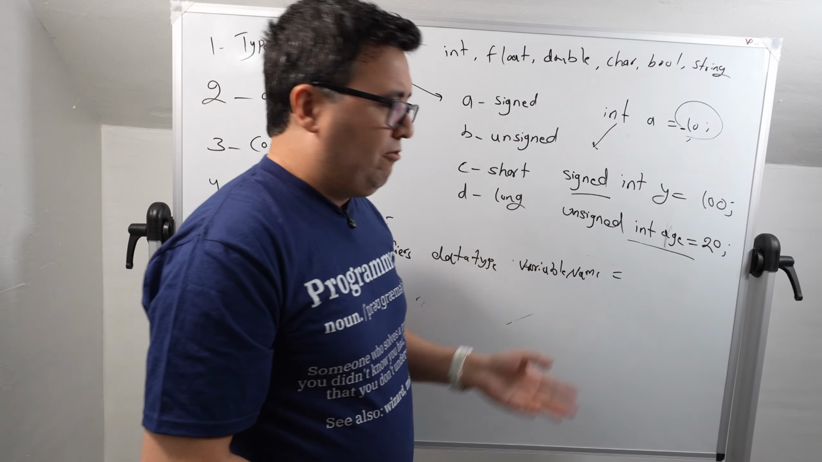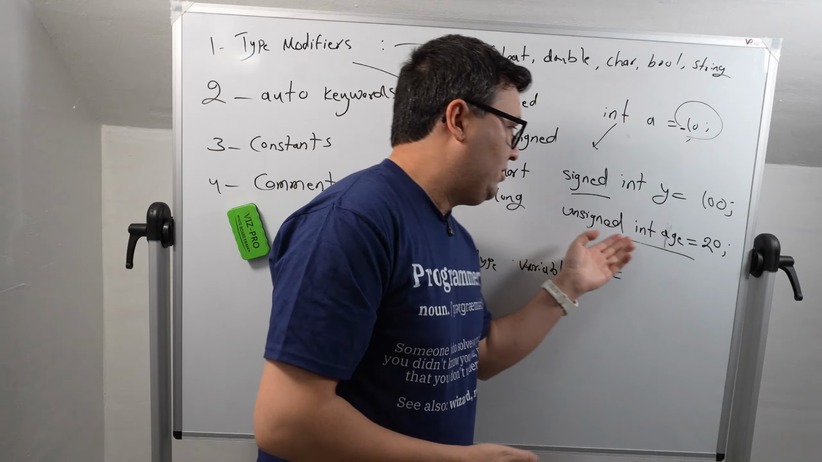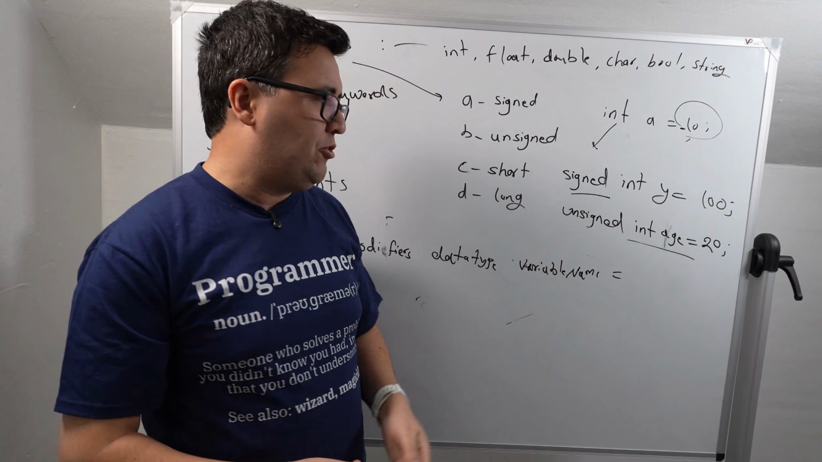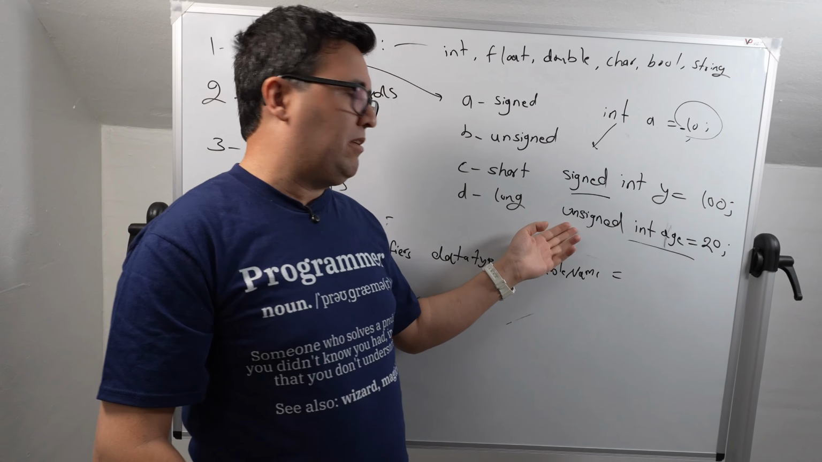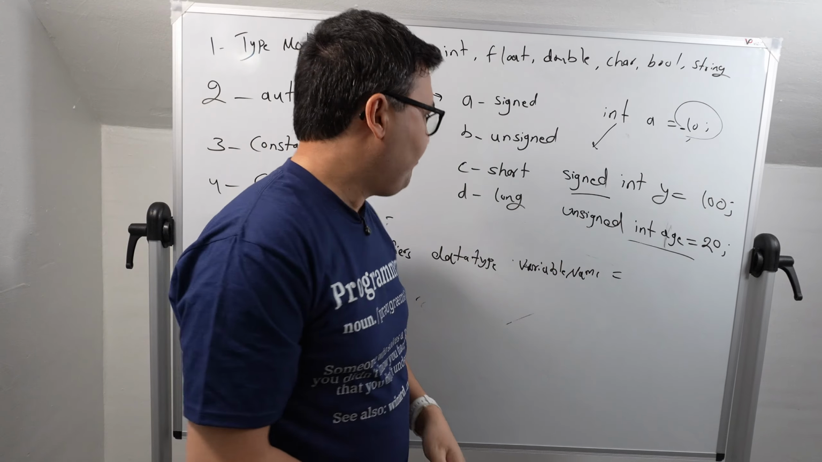So when you need to store a positive value inside a variable in your program, you need to put the unsigned modifier before the data type of that variable.